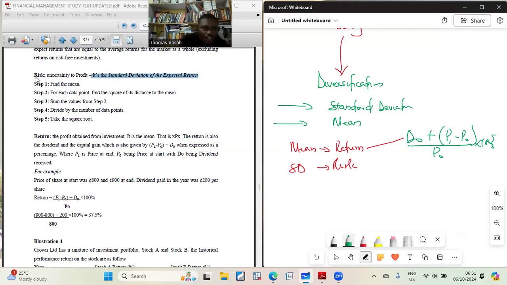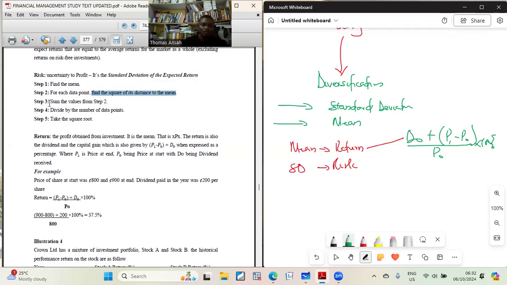Then we will learn how to do the standard deviation. How do we find standard deviation? First, we find the mean, which is your return. Then for each of the data points, you will square the distance to the mean. You will sum up your values from step 2 and divide by the number of data points.